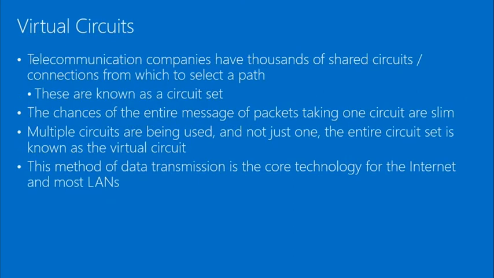Virtual circuits. So telecommunication companies have thousands of shared circuits connections from which to select a path. These are known as a circuit set. The chances of an entire message taking the same circuit are slim. And when I say message, I don't mean one single frame. I mean, I'm sending a document. This document going down through the OSI model has been broken up into data and messages into individual postcards, and it's unlikely that those postcards will all take the same route.